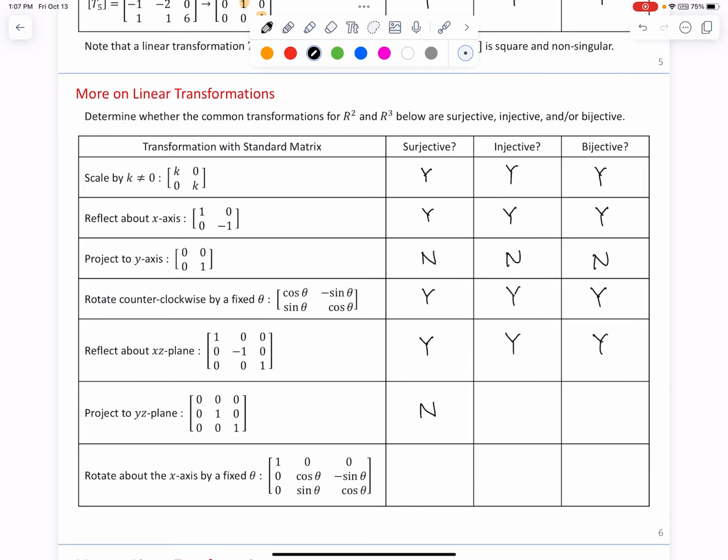For example, consider the vector 3, 2, 1. That would map to 0, 2, 1. But the vector 4, 2, 1 would also map to 0, 2, 1, etc. So this is not injective, certainly not bijective.